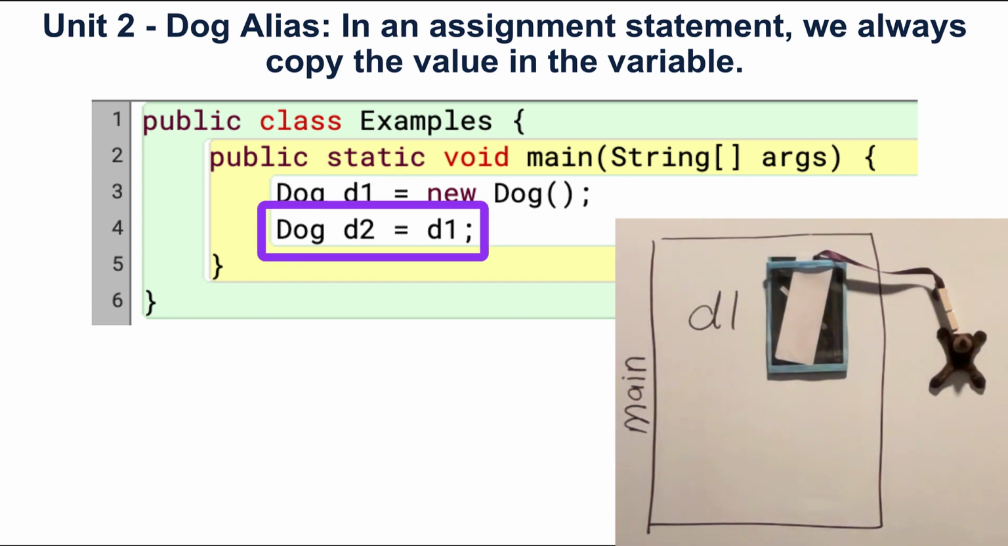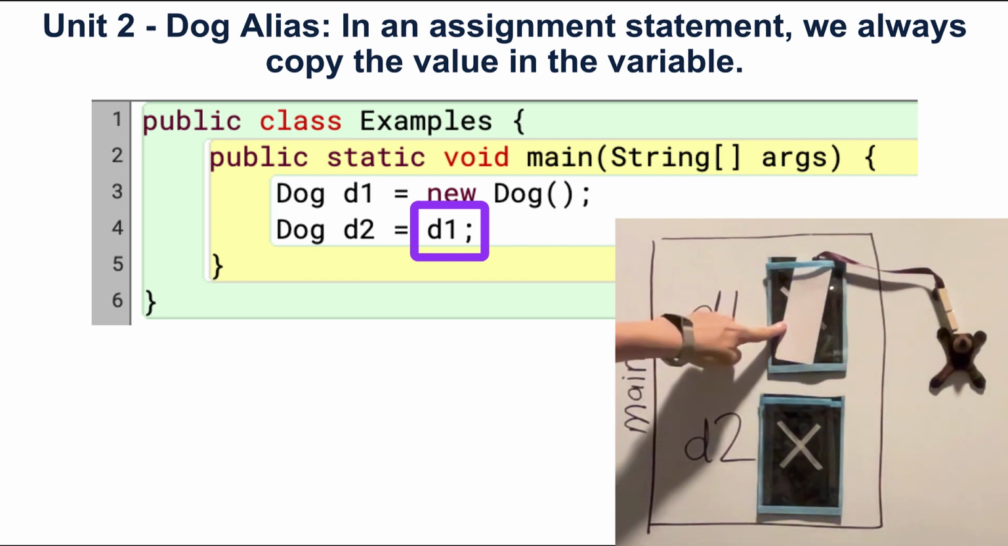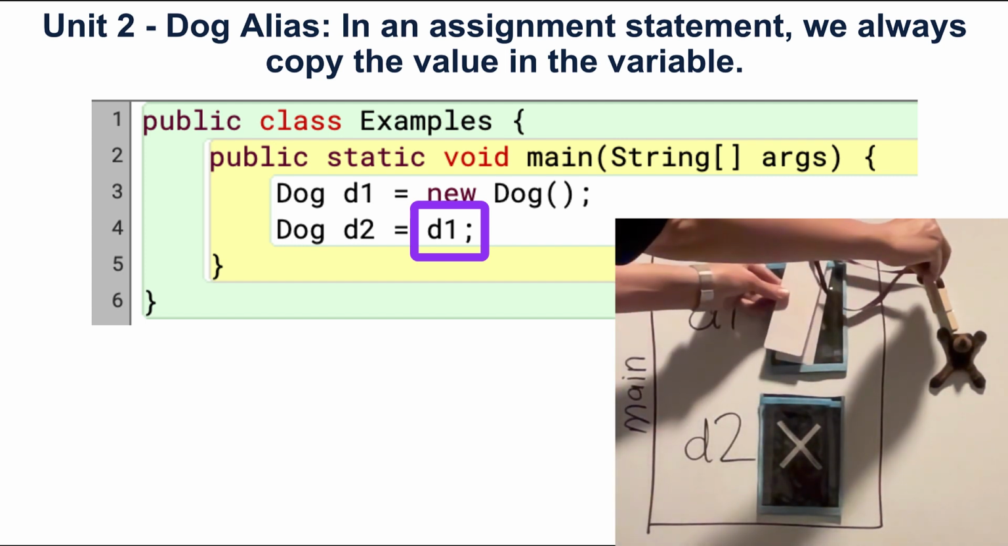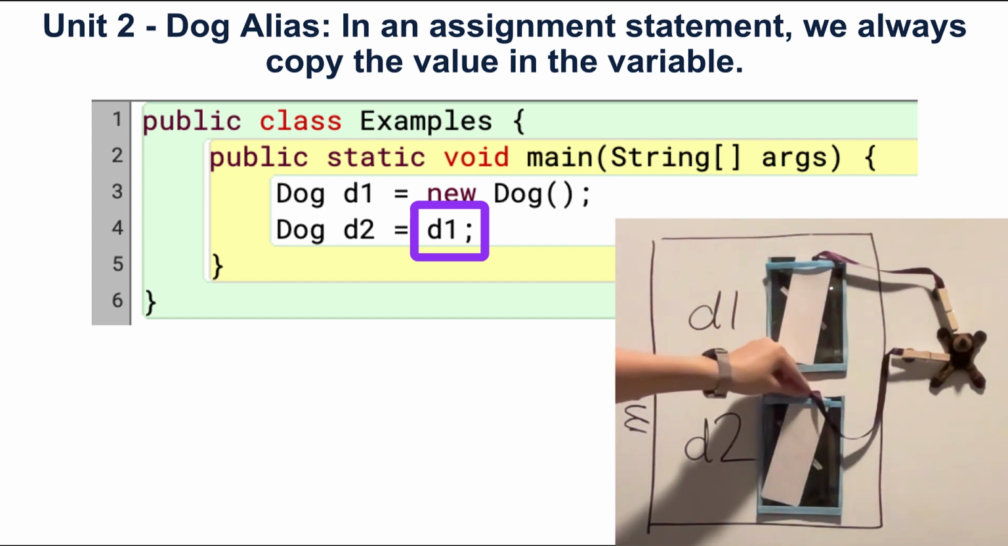On line 4, I created a variable named D2 of type Dog. That's another variable that can reference a Dog object. Remember, we evaluate and then store, so we need to first evaluate the right-hand side. The right-hand side says D1. I assign D2 a copy of the value of D1. Since D1 is a variable that references that Dog object, I create a copy of that reference. And D2 is set to be a copy of that reference.